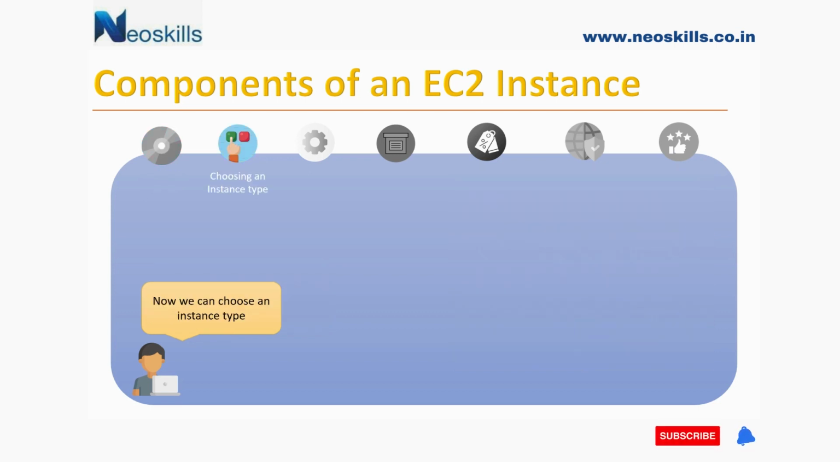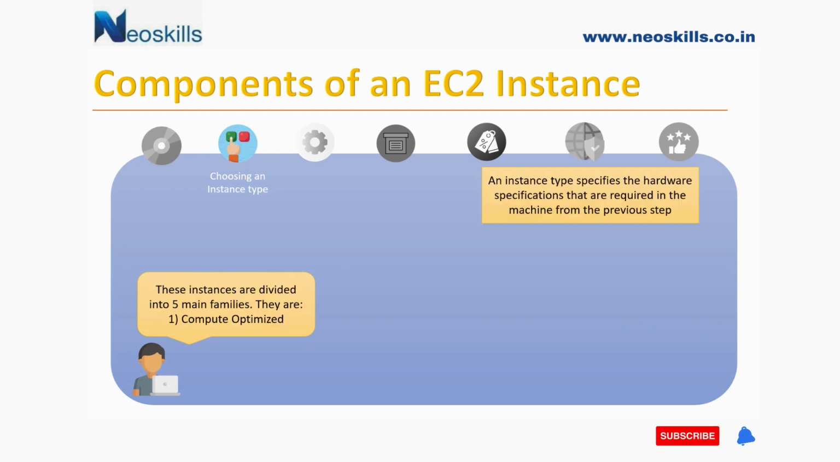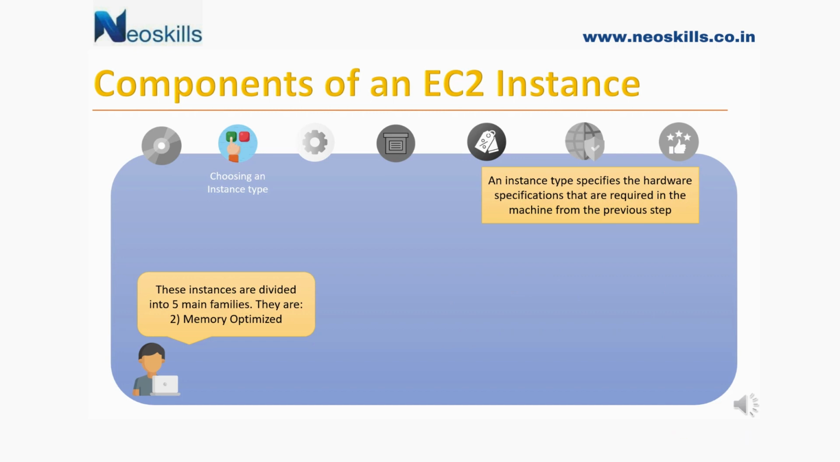Now let's talk about choosing an instance type. The instance type is basically the hardware specification that's required for a machine that we are trying to build. And the instance type is categorized into 5 main families. To begin with, it's compute optimized. Compute optimized gives lots of compute power or processing power. So if my application is going to require a lot of processing power, I should be picking a compute optimized instance. And the second one is memory optimized.